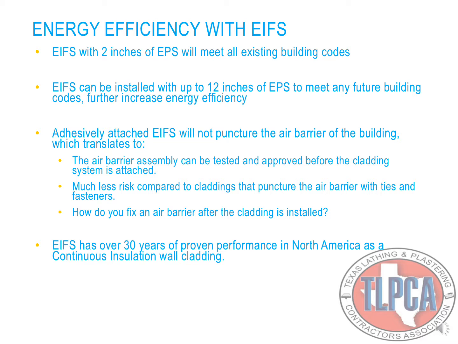EIFS with 2 inches of EPS will meet all existing building codes. It can be installed with up to 12 inches of EPS, which meets any future building codes, further increasing energy efficiency. Adhesively attaching EIFS will not puncture the air barrier of the building. This means that the air barrier assembly can be tested and approved prior to the cladding system being attached. Much less risk compared to claddings that puncture the air barrier with ties and fasteners. It raises the question of how do you fix an air barrier after the cladding is installed. EIFS has over 30 years of proven performance in North America as a continuous insulation wall cladding.